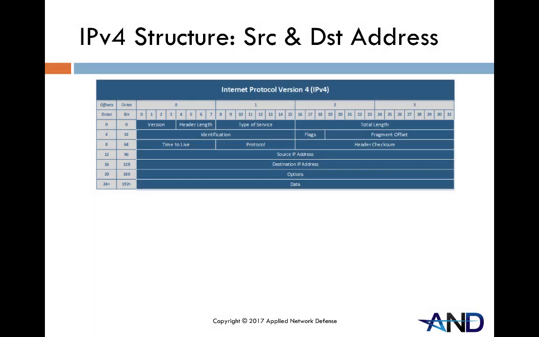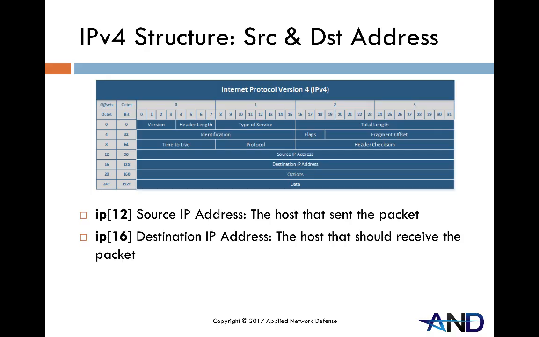The next couple fields I want to talk about are perhaps the most important, really the whole reason the IP protocol exists, and those are source IP address and destination IP address. You'll see those are found in the fourth and fifth rows here, at IP offsets 12 and 16 bytes from 0. The source address is the host that sent the packet, and the destination IP address is the host that should receive the packet.